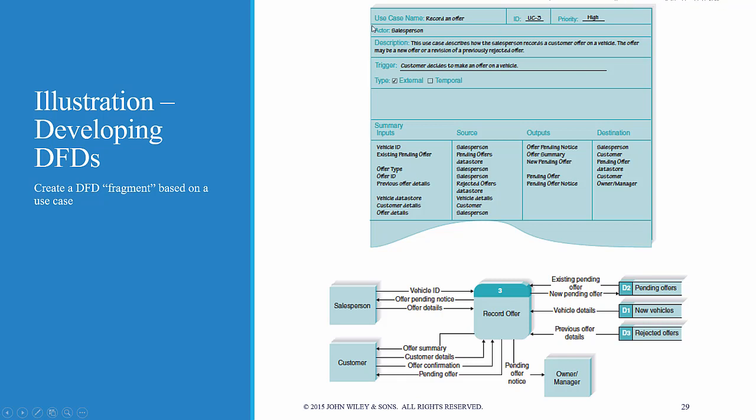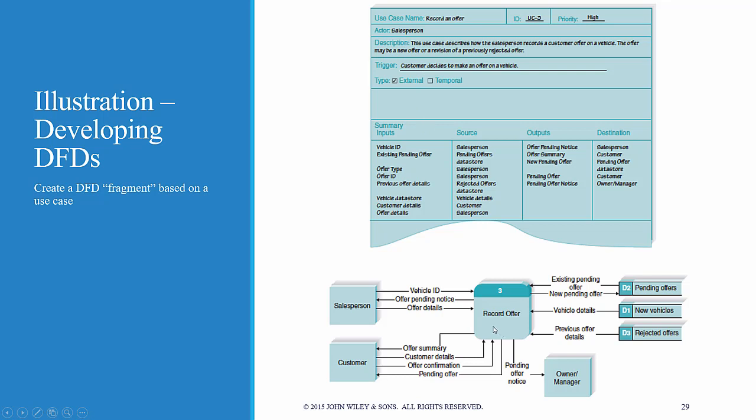So here's the use case name, record an offer, which talks about the actor, the description, the trigger, summary inputs, source, outputs, destination. Well, if you look at this carefully, you can see that you can map the data flows and the entities that are interacting, salesperson, customer, owner, manager, directly to this partially dressed, almost dressed, kind of fully dressed use case up here.